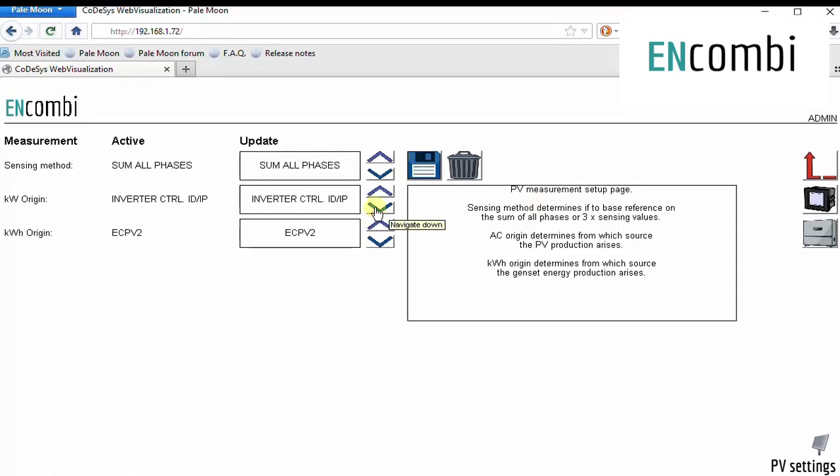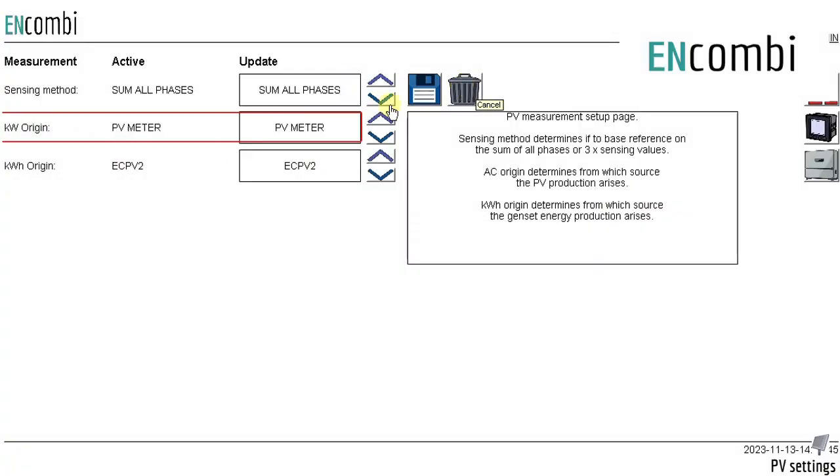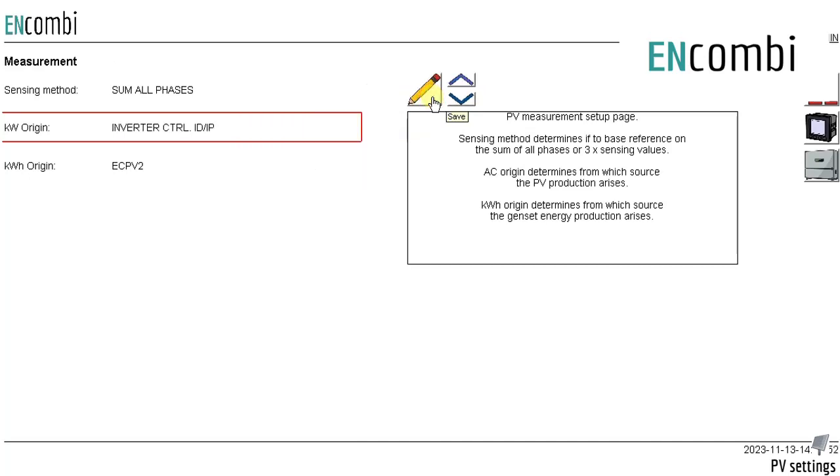kW Origin setting is the reference for the controller about how the production measurement is interfaced on your site. If your production is measured via power meter, the selection will be PV meter. Inverter control ID/IP will be selected when you get power reading from a master inverter controller or gateway such as Huawei Smart Logger, SunGrow COM100E, SMA Inverter Manager. These master controllers typically offer a summarized production of all connected inverter contributions on their own.